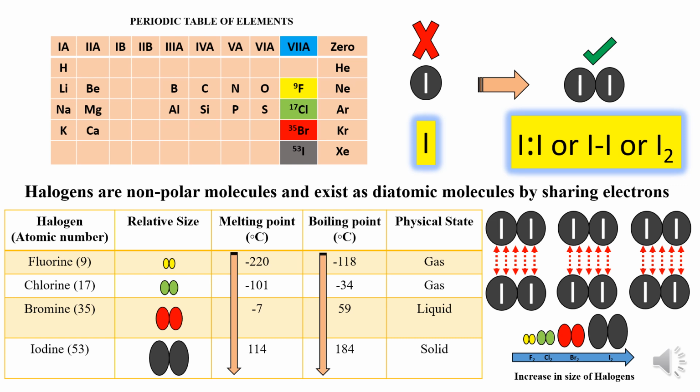Now, these changes in the physical state are due to variation in the strength of the intermolecular forces between the halogen molecules. So how does that variation in the strength of the intermolecular forces happen? Let's see the details.